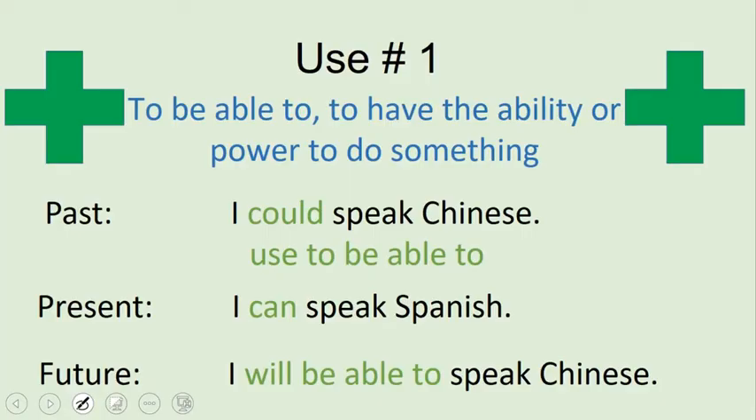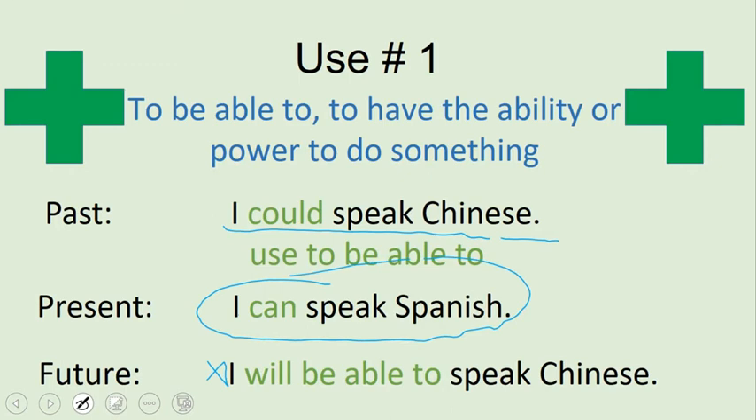Use number one. This is probably the most common use of can. To be able to have the ability or power to do something. Past tense. I could speak Chinese, or I used to be able to speak Chinese. This first one is more common. Present tense. I can speak Spanish. I can speak Spanish. And the third example, I will be able to speak Chinese. Although this one might not be used as often as this one. The most common use of can.